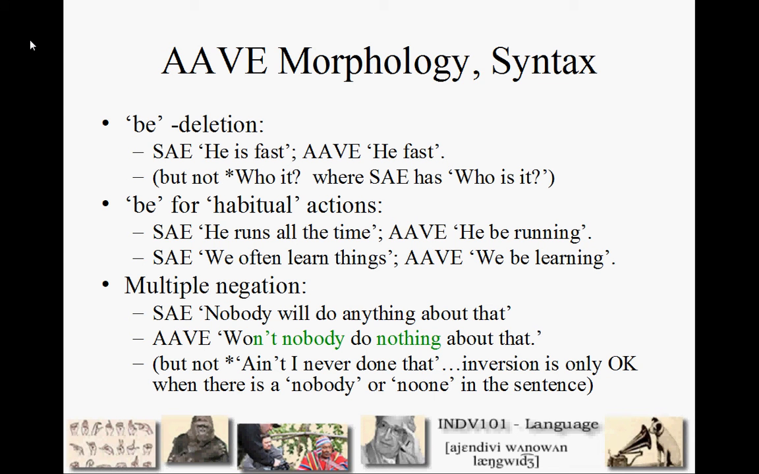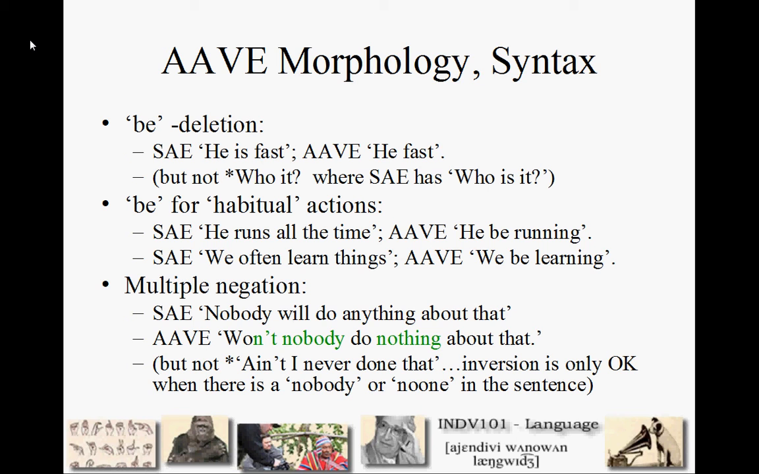And another interesting syntactic quirk is that they allow multiple negation. So instead of "nobody will do anything about that," you can say "won't nobody do nothing about that." But again, this is systematic. You can't just throw in negation wherever you want.